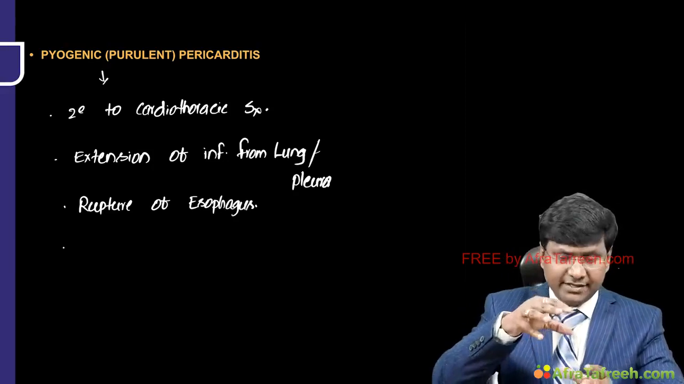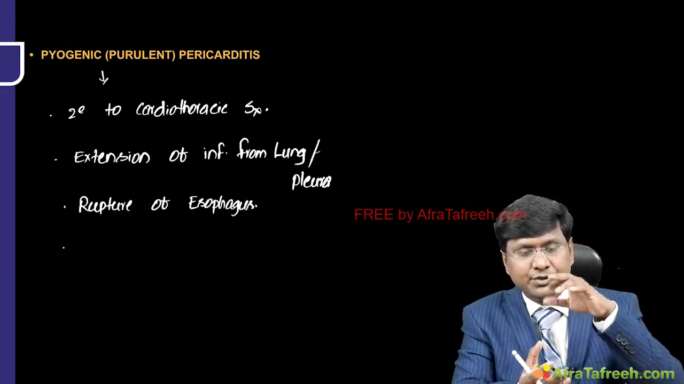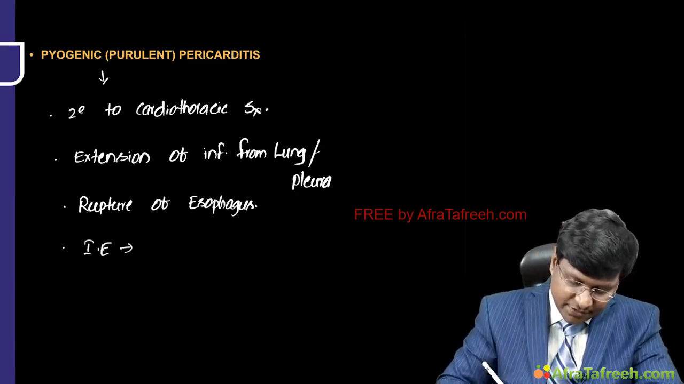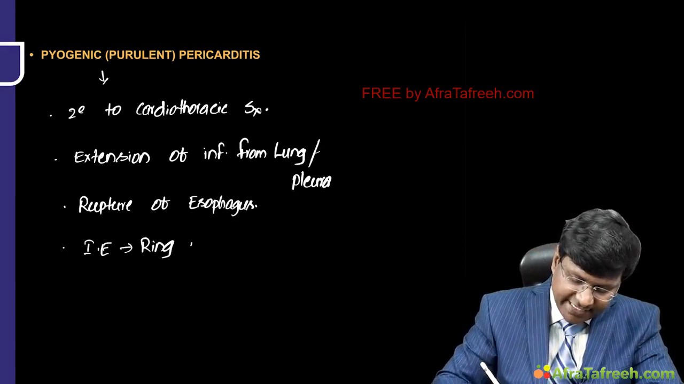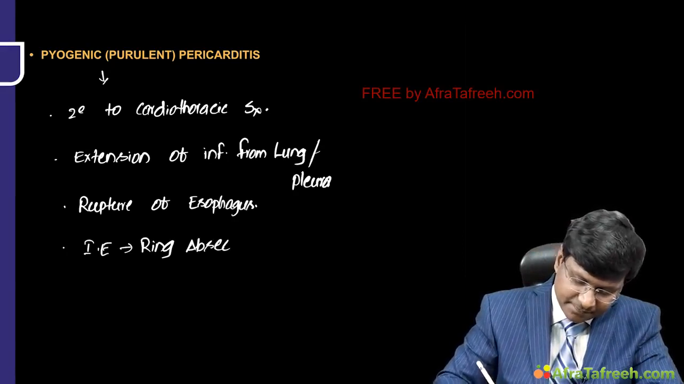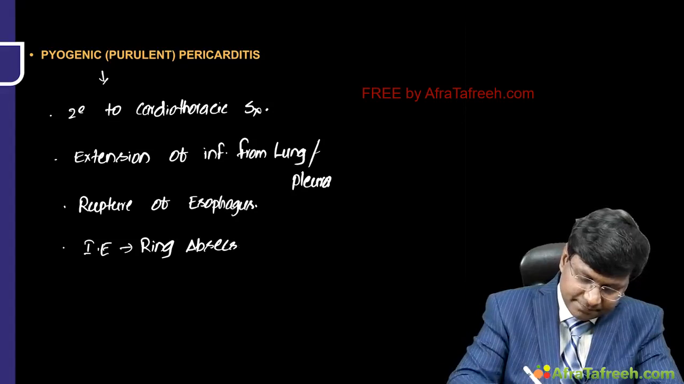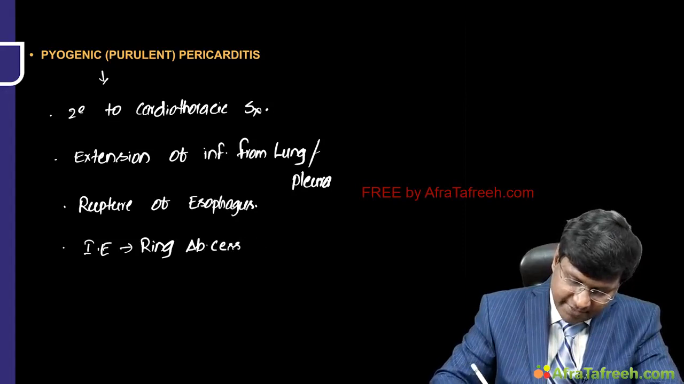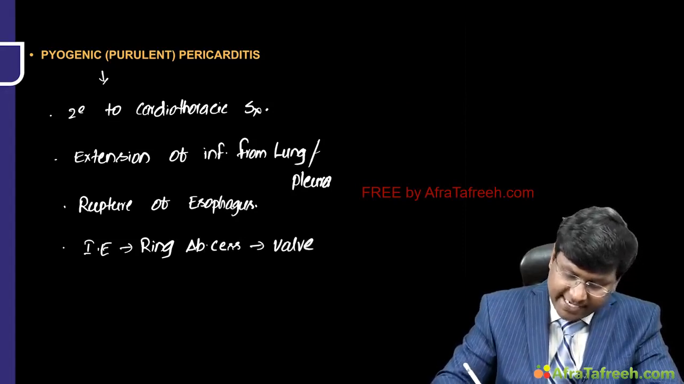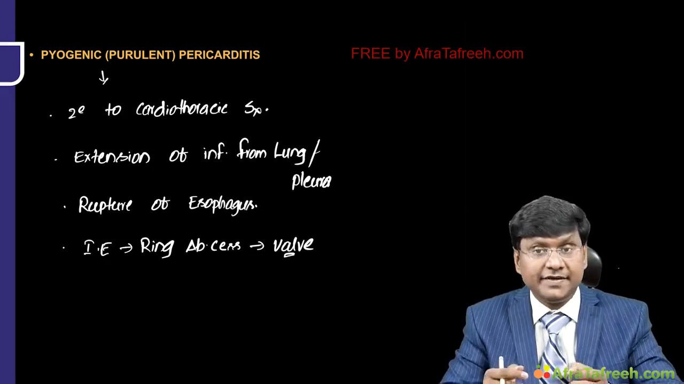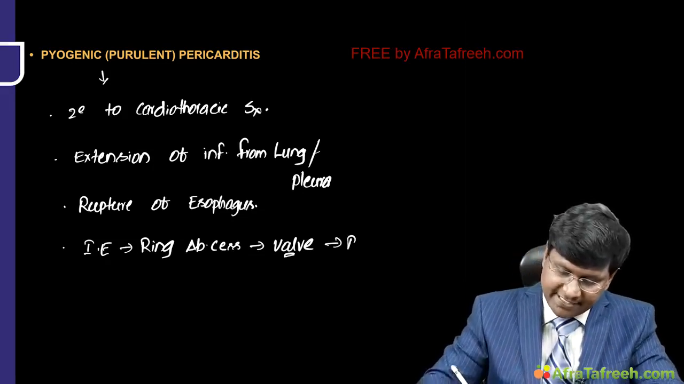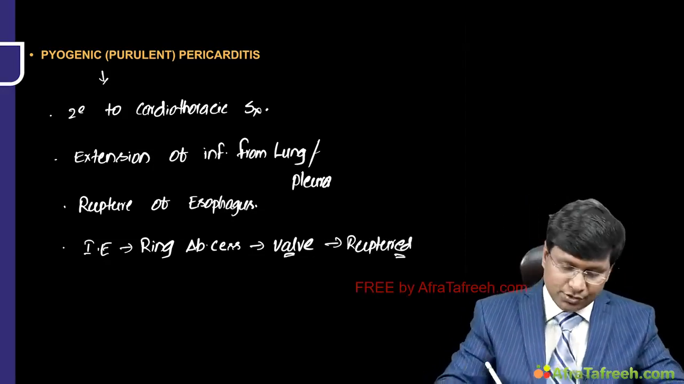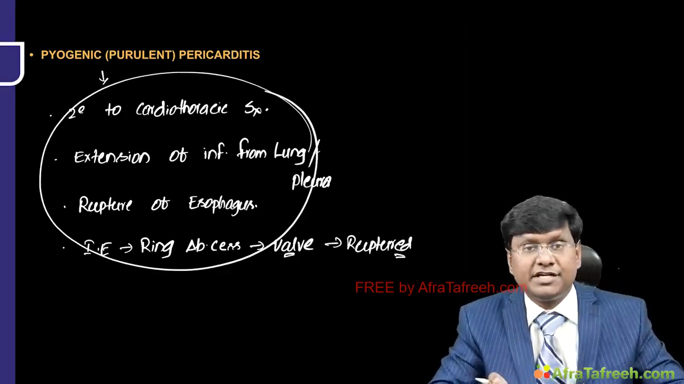Not only that, if you take the entire heart, you have endo, myo and pericardium. If there is infective endocarditis which has developed, causing the development of a ring abscess across the valve, and if this ring abscess across the valve ruptures, even that can spread to the pericardium, causing pericarditis. So these are all the sources of pyogenic pericarditis.